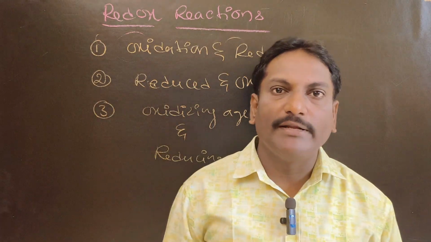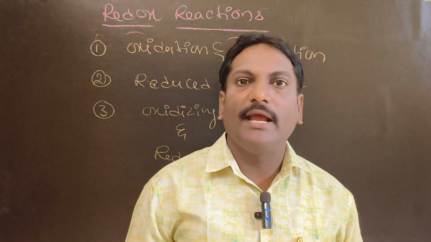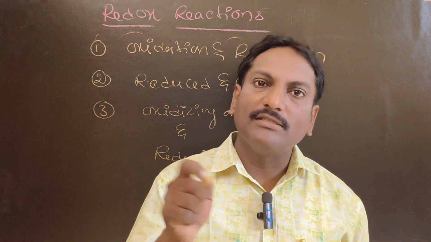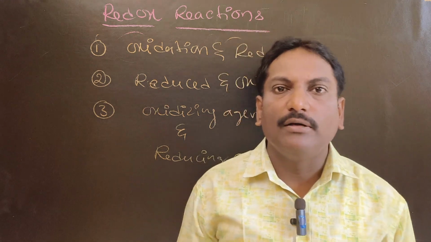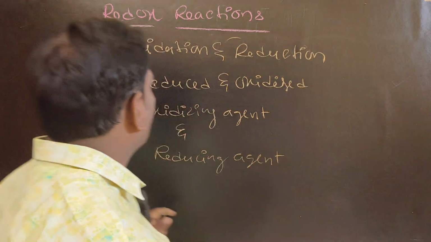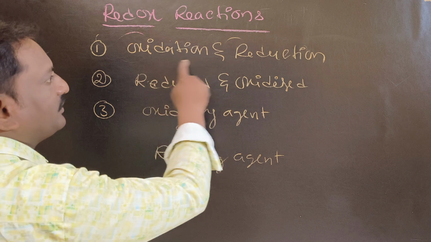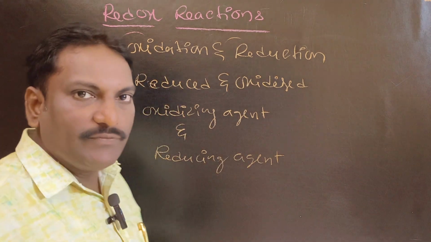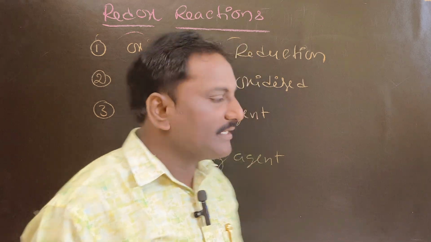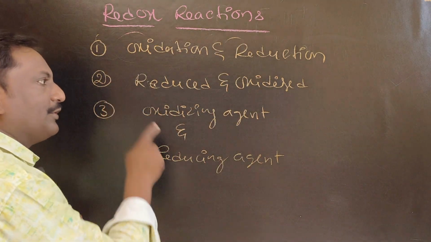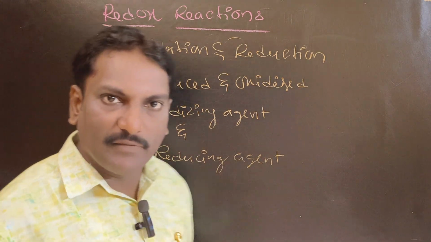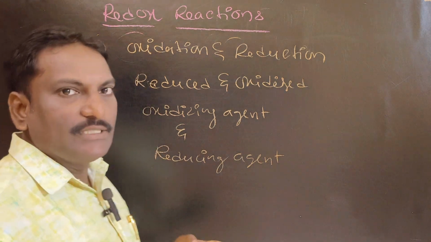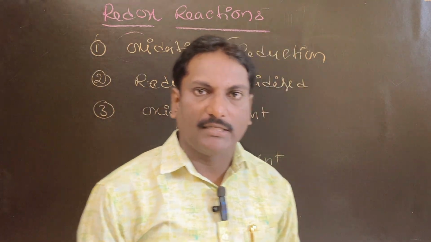So I hope you understand what is meant by redox reaction. Redox reaction means those reactions in which reduction and oxidation occur simultaneously. In redox reactions, we need to answer these kinds of questions. One is to identify oxidation and reduction in the given reaction, the reduced one and the oxidized one, and third, the oxidizing agent and the reducing agent in the given reaction.